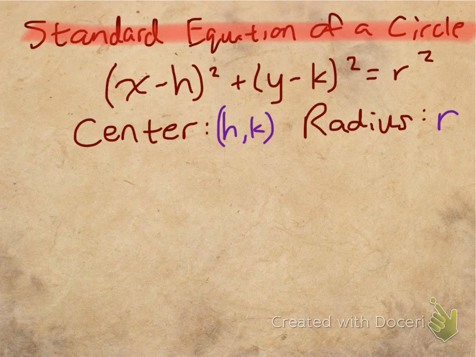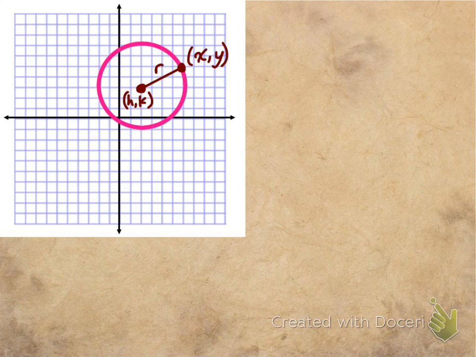Okay, now I'm not just going to give you that and say let's do some problems. I want to show you why that exists. It's really just a glorified distance formula, so let's look at why that exists. If I have a circle here, and the center is at (h, k), and it has a radius r, those things are true here.